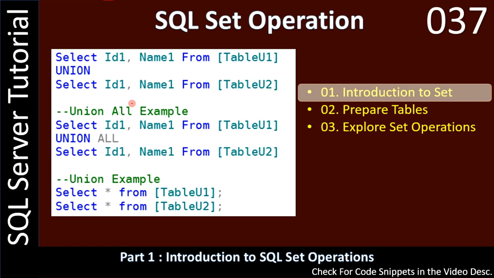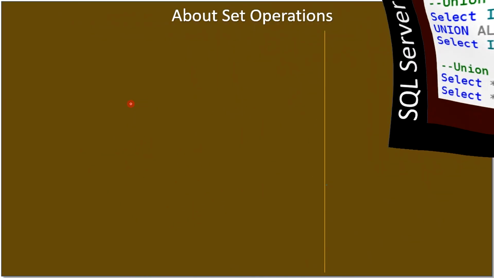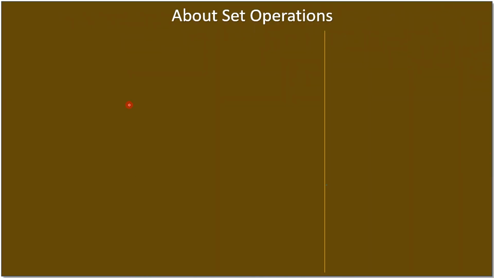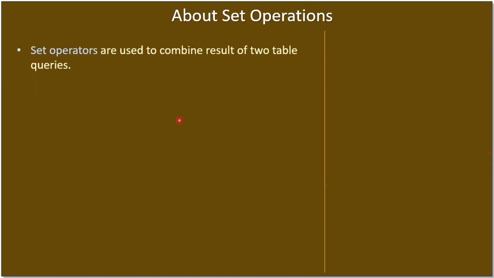In this sub-series, we are going to see set operations and how we can use them to combine records. Set operators are used to combine the results of two table queries. Or you can even see it like this: instead of two tables, you can state it as combining the results of two queries.